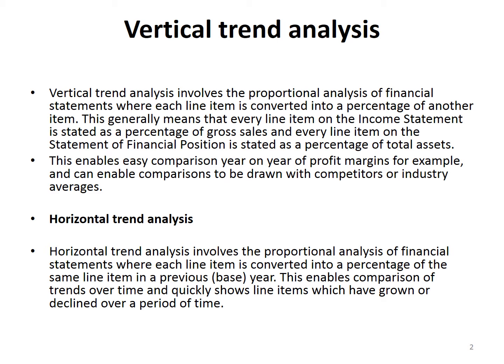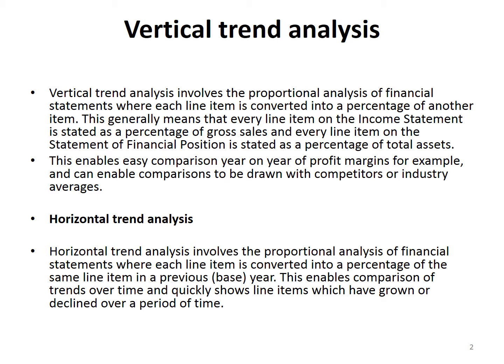So we will read this. Vertical trend analysis involves the proportional analysis of financial statements, where each line item is converted into a percentage of another line item. This generally means that every line item on the income statement is stated as a percentage of gross sales, gross revenue, and every line item on the statement of financial position is stated as a percentage of total assets. This enables easy comparison year on year of profit margins, for example, and can enable the comparison to be drawn with competitors and industry averages.